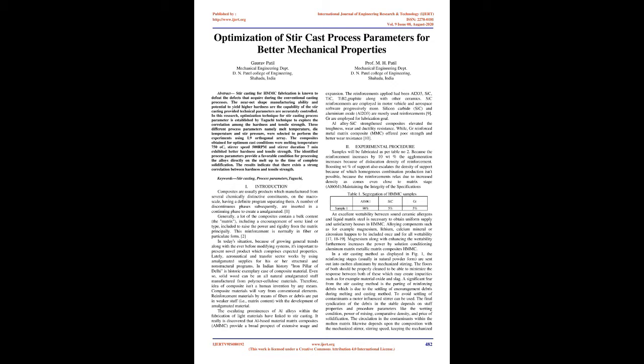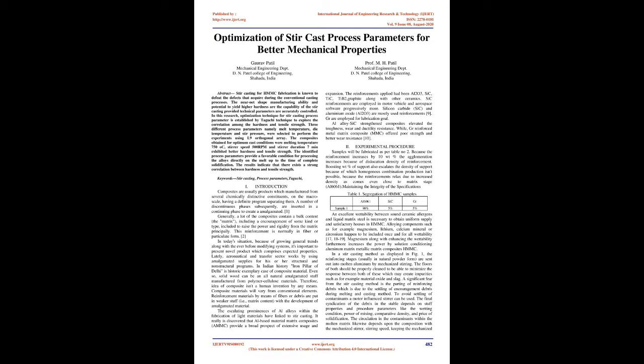Taguchi. Introduction. Composites are usually products manufactured from several chemically distinct constituents, on the macro scale, having a definite interface separating them. A number of discontinuous phases are inserted in a continuous phase to create a composite. Generally, most composites contain a bulk content, the matrix, including a reinforcement of some kind, included to raise the strength and rigidity of the matrix principally. This reinforcement is normally in fiber or particulate form.